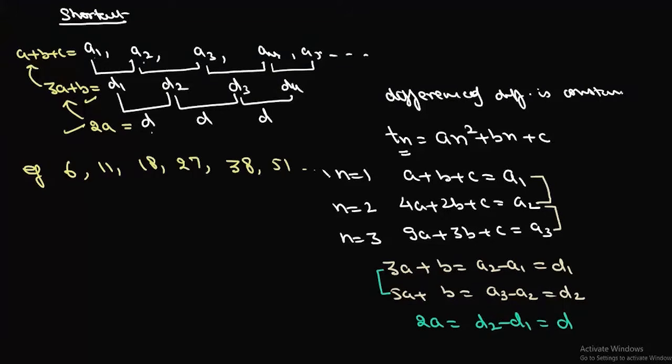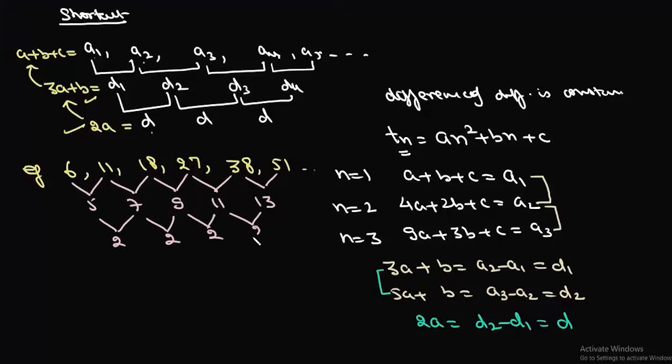Now let us take one example. Say for example we are given this sequence, which is 6, 11, 18, 27, 38, 51. We need to find its nth term. Now if we take the difference, 11 minus 6 is 5, 18 minus 11 is 7, 27 minus 18 is 9, 38 minus 27 is 11, and 51 minus 38 is 13. Now if we take the difference again, this is 2, this is 2, this is 2, and this is 2, which means the difference of differences is constant.